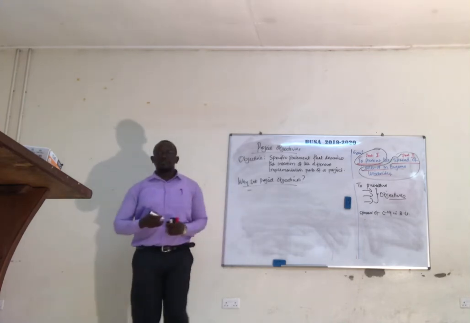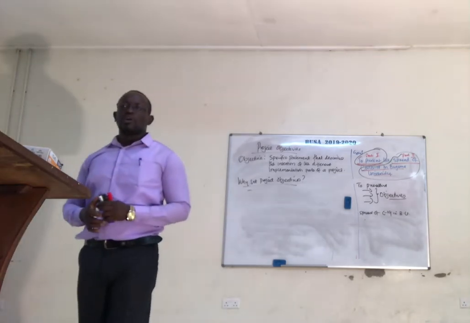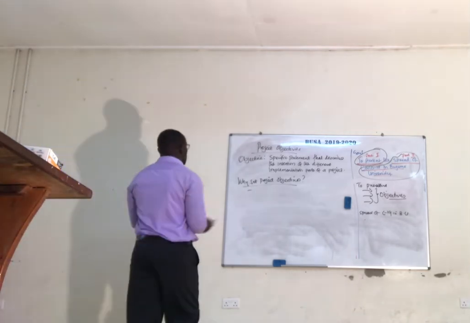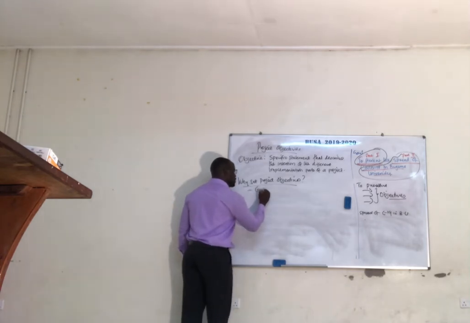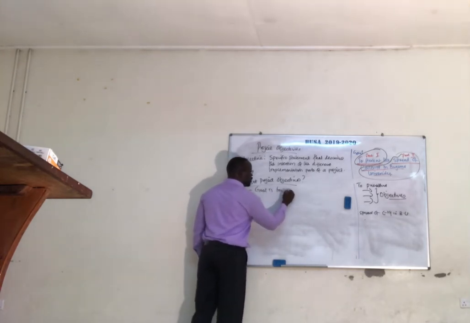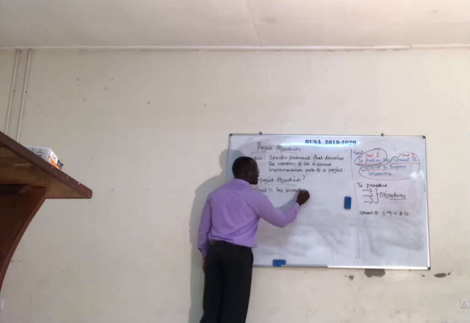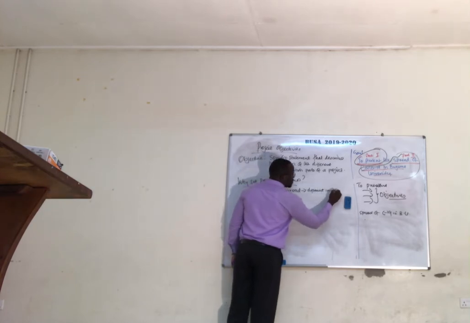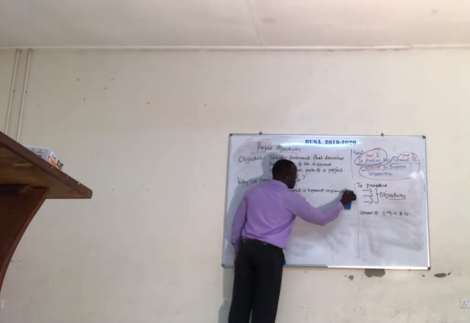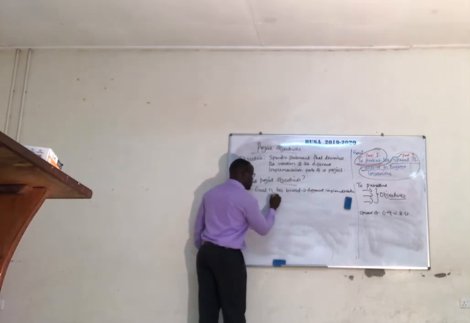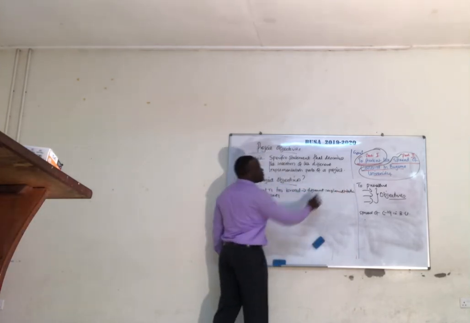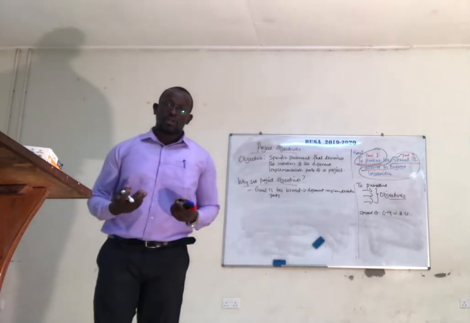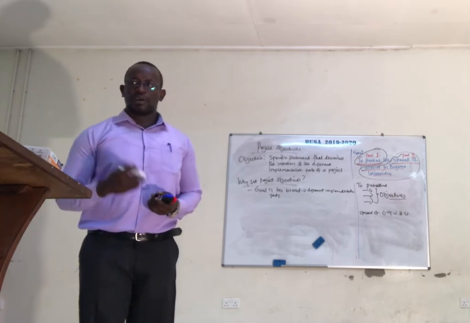The reason is very simple: we set a project objective because the goal is too broad and cannot tell us the different implementation parts of the project. Just look at what we are talking about: to prevent the spread of COVID-19 in Bugema University. That's our goal, to prevent the spread of COVID-19 in Bugema University.